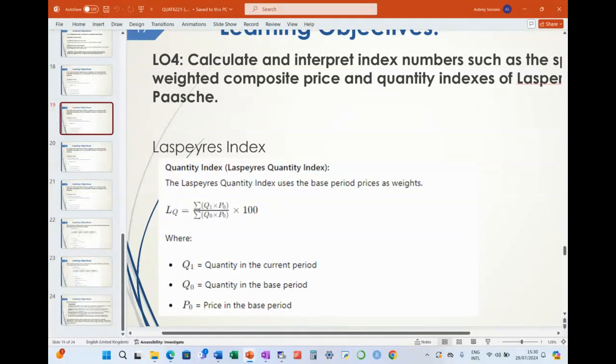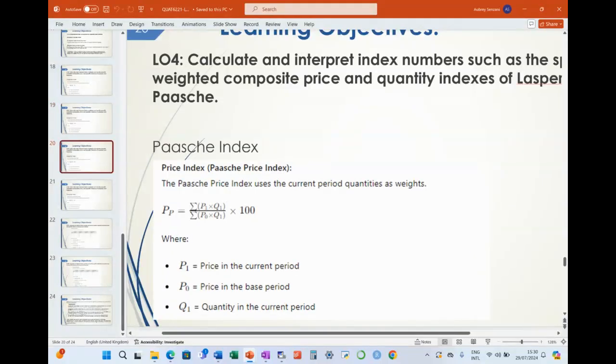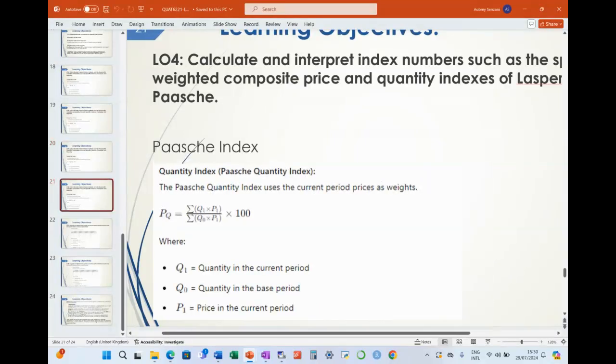Okay, number 2. So you see, it's the same one, but one is price. The first one was price index. This one is now quantity. Then we go to the next one. This one again is price. Next one is quantity.